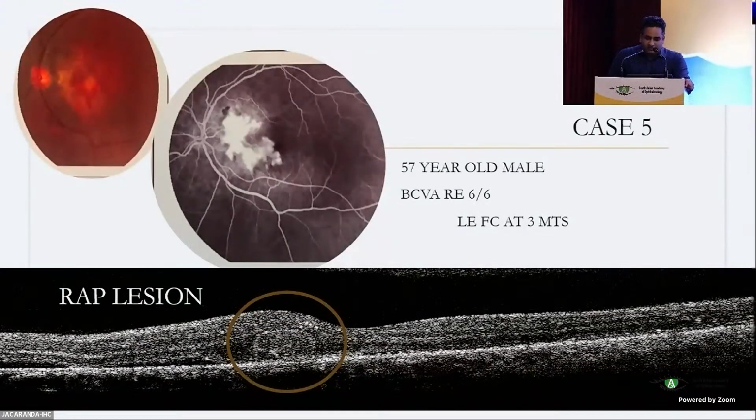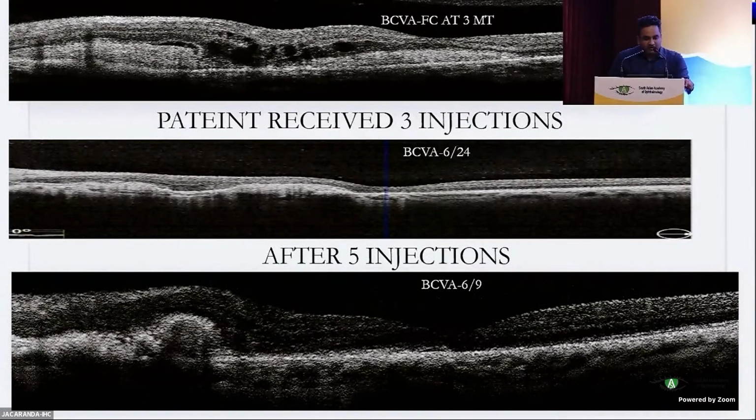Another case, 57-year-old male, best corrected vision 6/6, left eye finger counting at 3 meters. On OCT, we can see a wrap lesion, an aggressive one. Patient received 3 injections. The lesions almost flattened, 6/24. We put him on treat and extend.